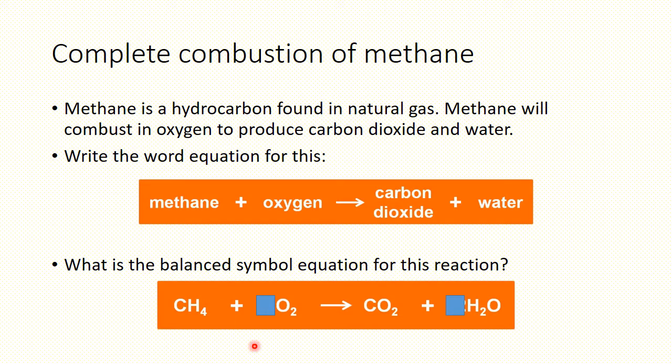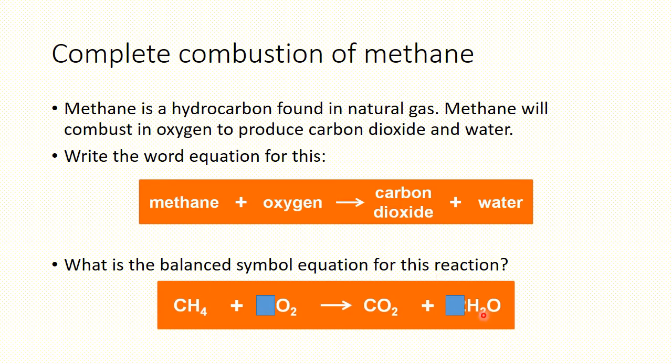Right, so symbols wise, you should have methane as being CH4 plus O2, which is of course oxygen, gives CO2, which is our carbon dioxide, plus H2O, which is our water. Now we want to balance this equation, so we're going to start with the carbon. We have one carbon here, and we've got one carbon here, so that is balanced. So we only need one CO2 in order to balance out the carbon in this methane over here. Now we've got four hydrogens here.